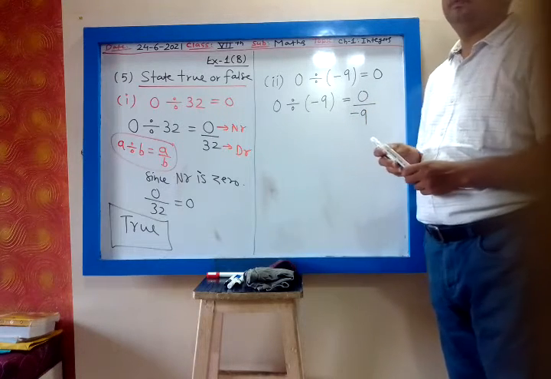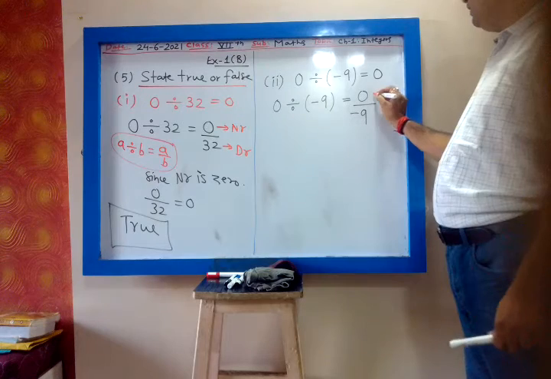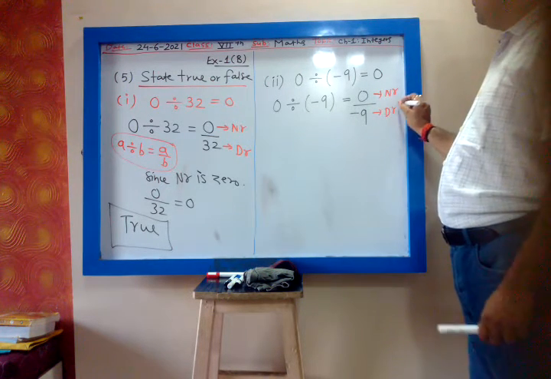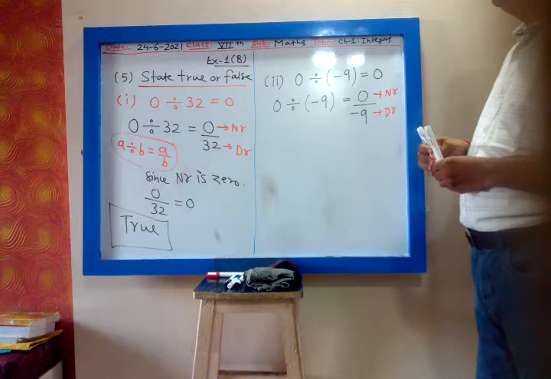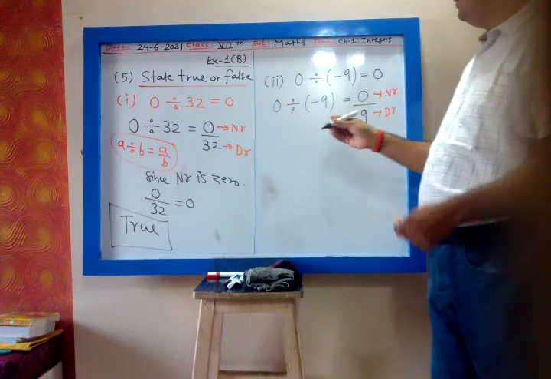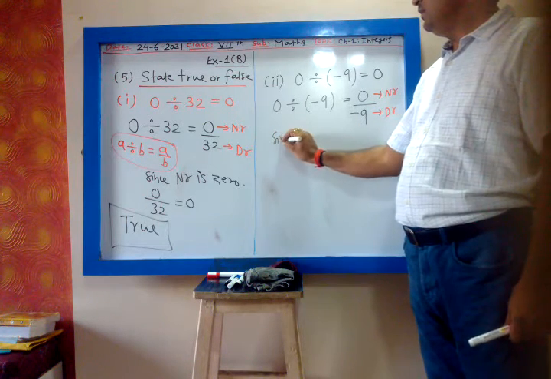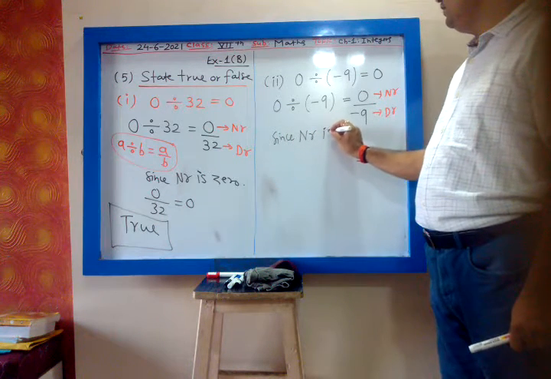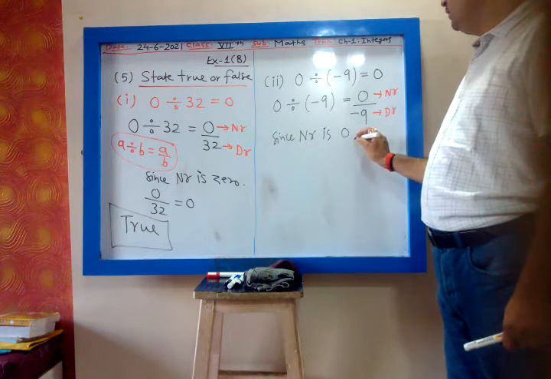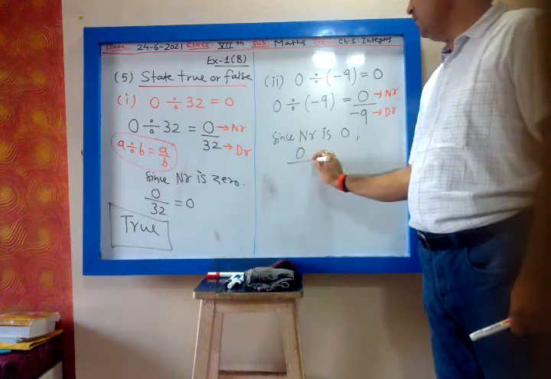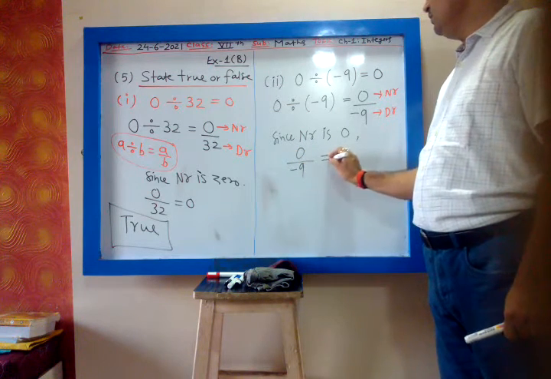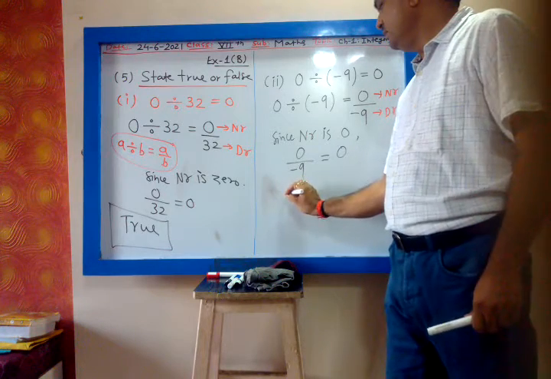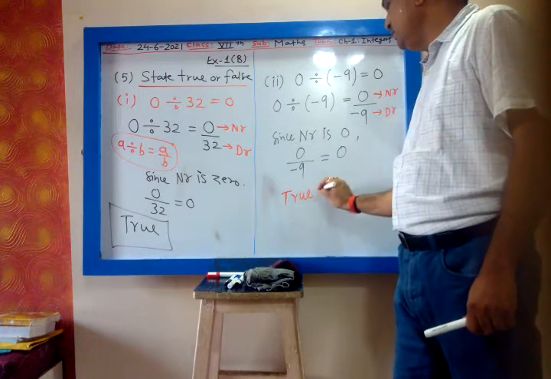Now where is 0? This 0 is in the numerator. And where is minus 9? In the denominator. Again the numerator is 0. Now since numerator is 0, 0 upon minus 9 is equal to 0. So again the given statement is true. We write true.